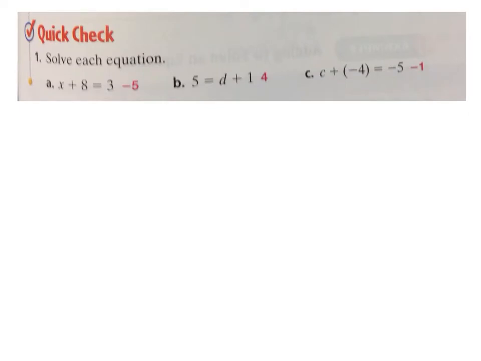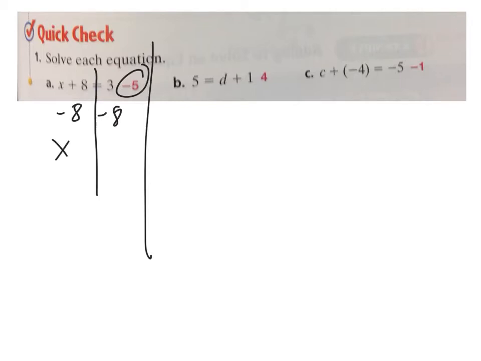Alrighty, so we'll start with A here. And I've included the answer, so if you've already got it, you're good to go. But so we start with x plus 8 equals 3. Again, I'm going to draw my line. Look what's attached to the variable. 8, it's a plus 8. The opposite of that is to subtract 8. Subtract 8. So x equals negative 5.